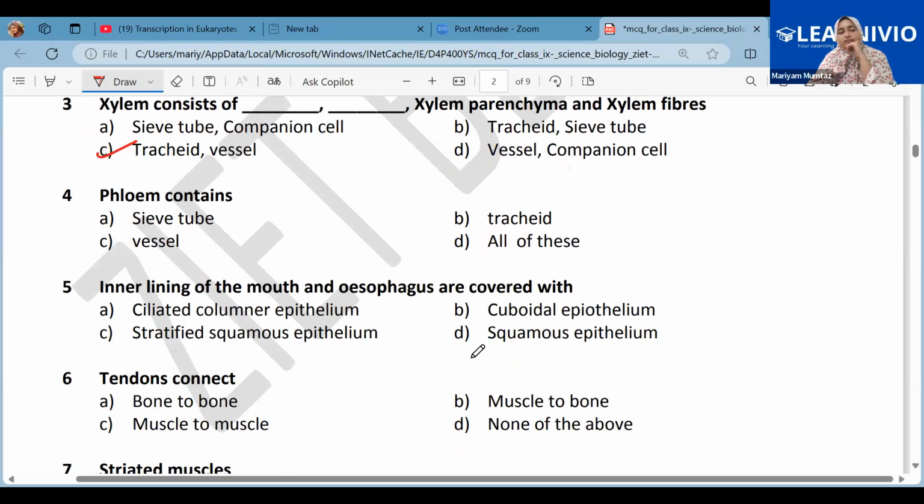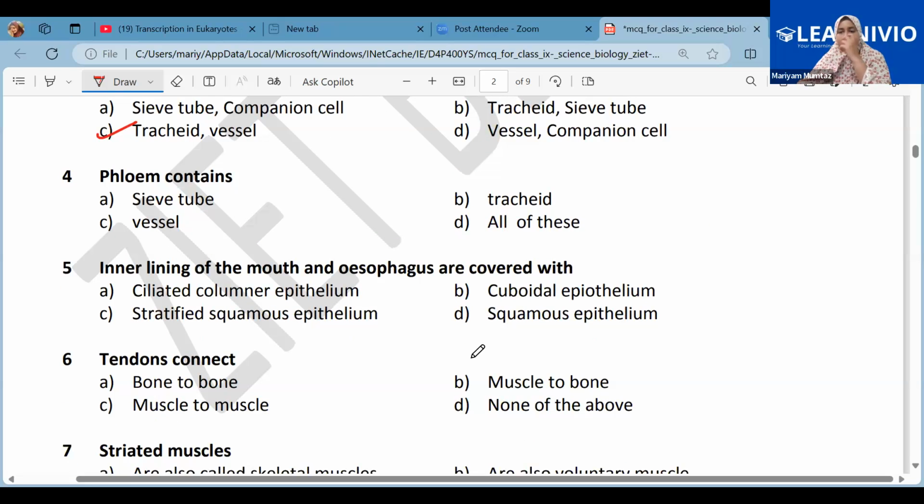Phloem contains all of these? No, ma'am. They contain sieve tube, because tracheids and vessels are present in xylem. What are the components of phloem? Ma'am, phloem parenchyma, phloem fiber, sieve tube, and companion cells. Correct. Very good.